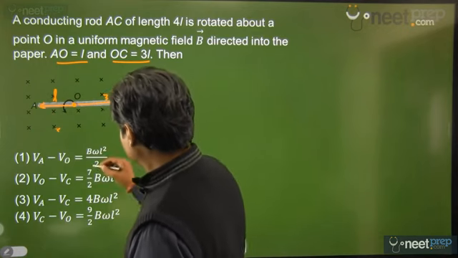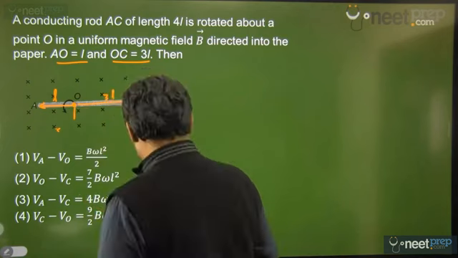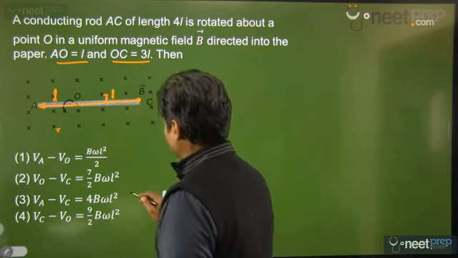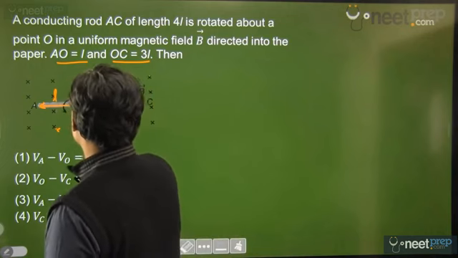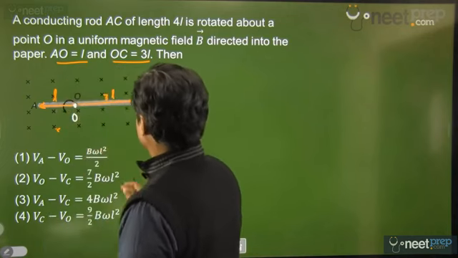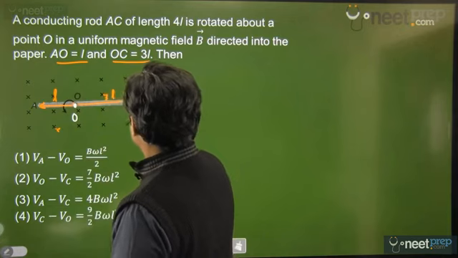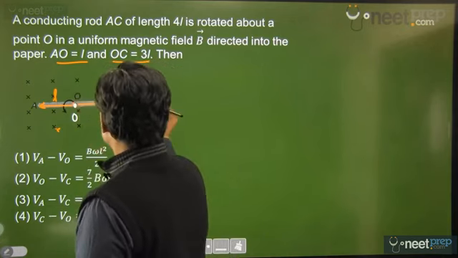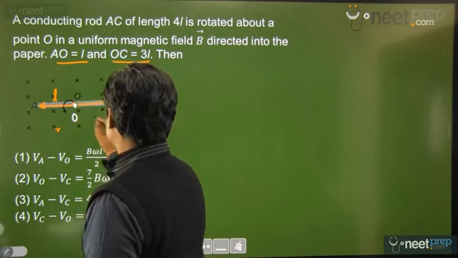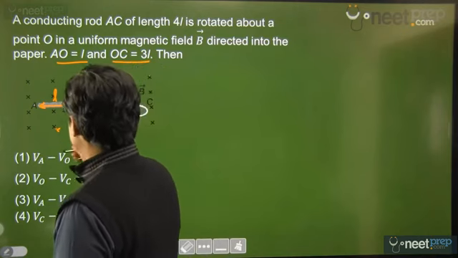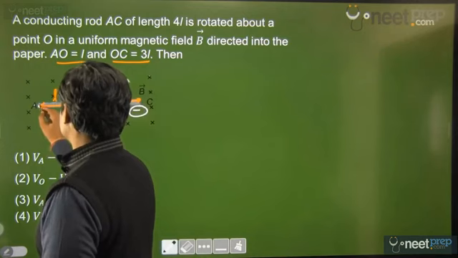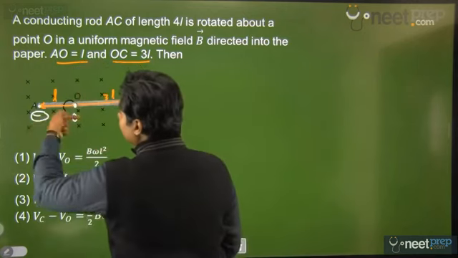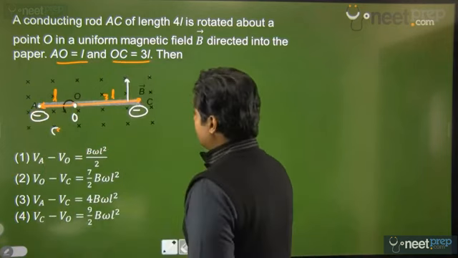So if we take this as the reference, potential at O is 0. We know that if it is rotating like this, the velocity will be like this. So V cross B, the direction of V cross B is this, so this is high, so C must be negative. As I told you, the potential difference across both sides will be of the same sign, so this is also negative. So clearly you can see this time the center will be at high voltage, okay, and how much high?